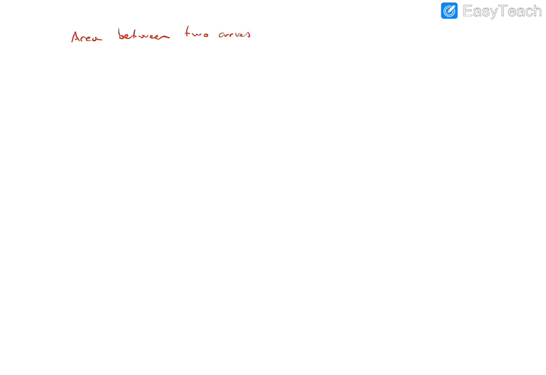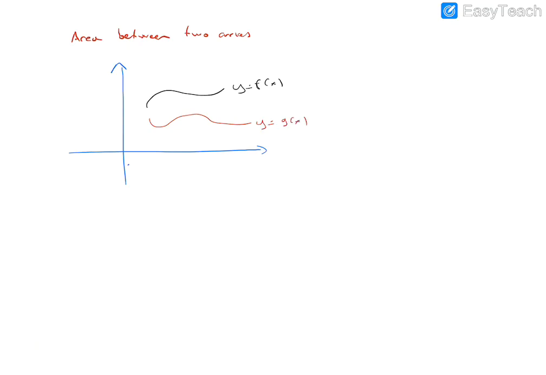Consider the area bounded by y equals f of x, like this one, and y equals g of x, where f of x is bigger than g of x. Without loss of generality, we can assume this one. Actually, in the future, we will generalize.